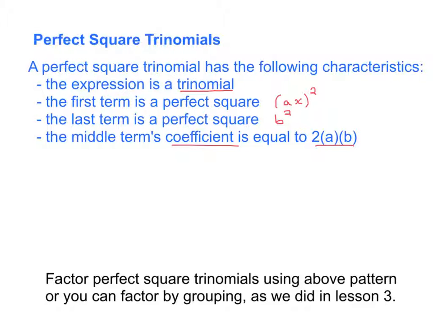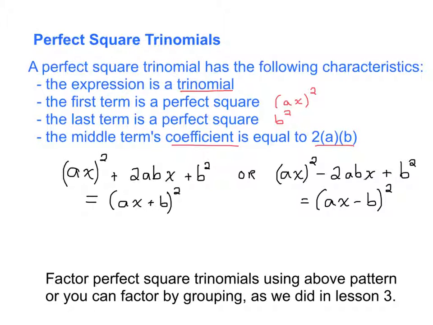So whatever your a value was from the first term, which is the square root of the coefficient, and whatever the square root of the last term is, times it by 2, and that has to be equal to the coefficient in the middle term. So if we were to look at a general form, it would look like this. In this first general form, the first term of the trinomial would be a perfect square. This last term is a perfect square, and the middle coefficient is 2 times a times b.